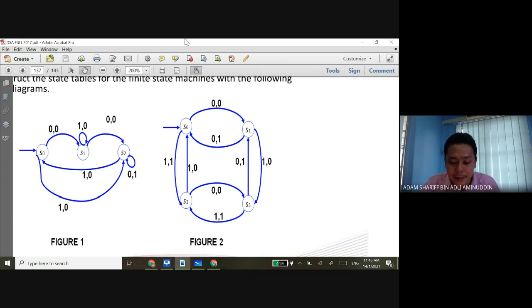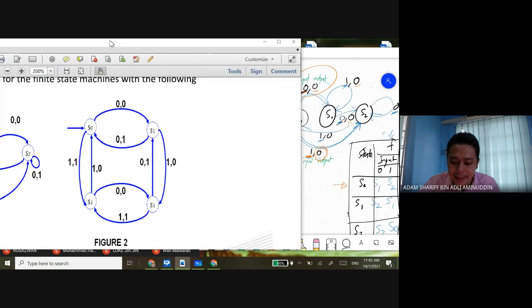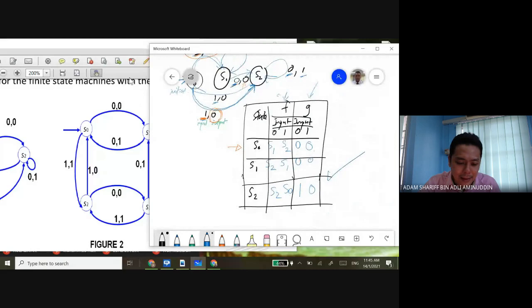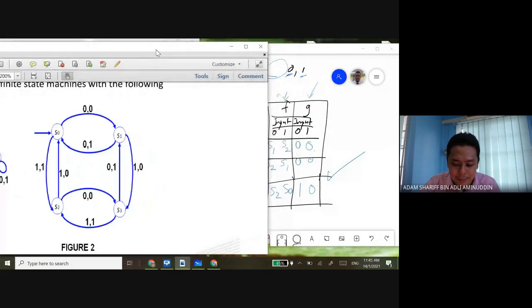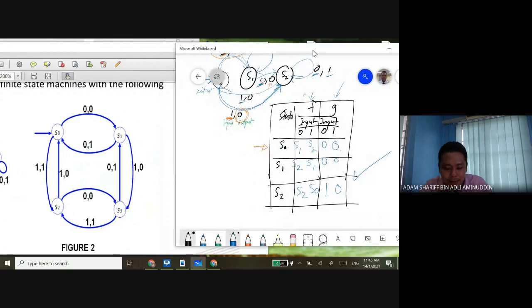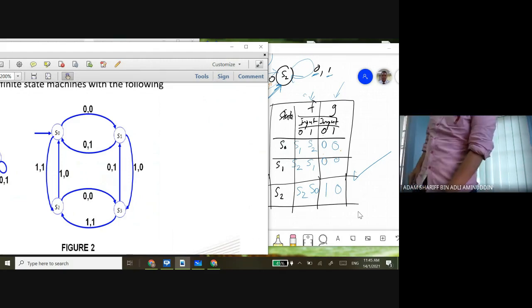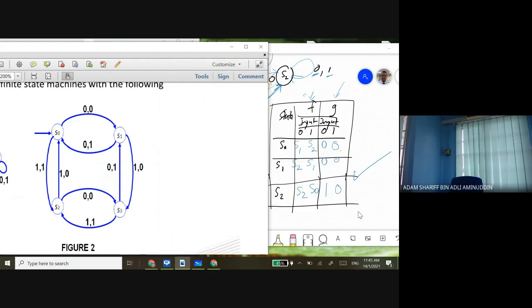Kamu nak compare? Ni saya tunjuk contoh. Kalau perlu ada apa. Okay. Perlu ada state F, G. In 2 minutes, please.